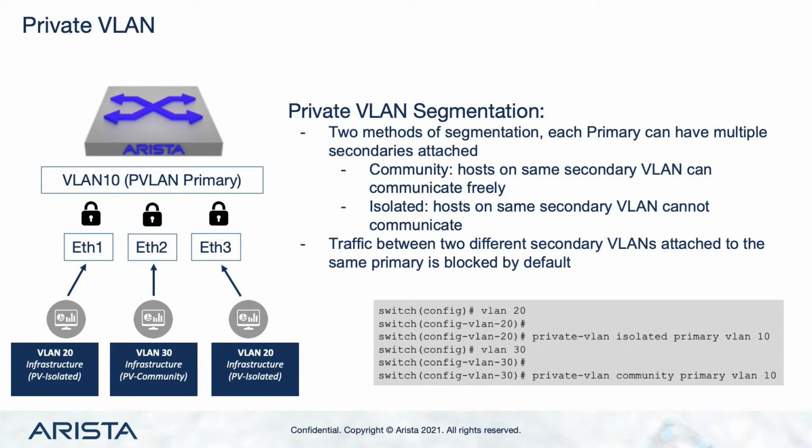Alternatively, say you're running a manufacturing floor, and you want to use the same IP subnet for the entire floor, but only allow specific groups of devices to communicate with each other. In this case, you could use community PVLAN to create communication islands, where within the same community VLAN, devices can communicate, but between communities, that traffic is blocked.